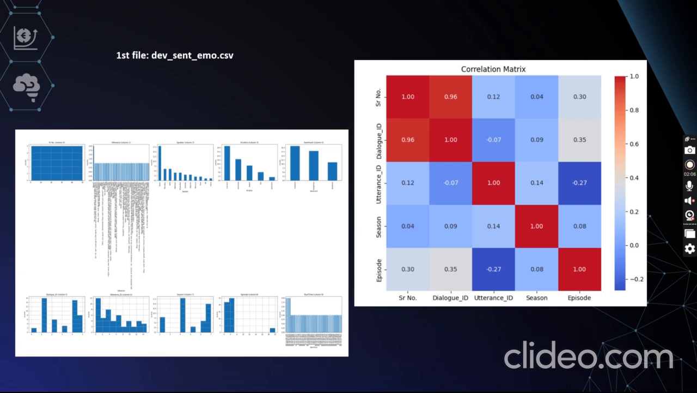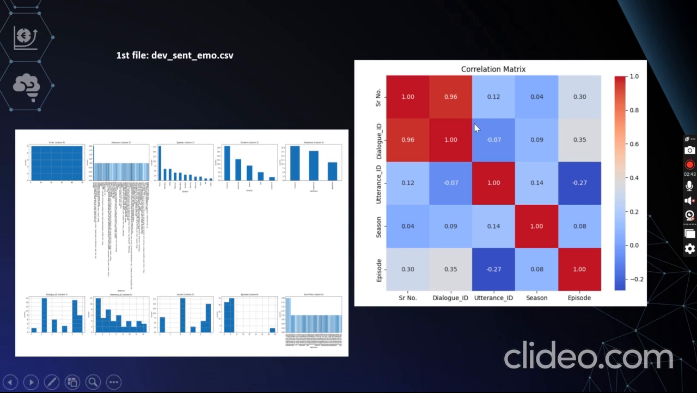Class weighting, sampling, or loss adjustment can be used. Utterances are diverse and speaker distribution is skewed. Some characters are dominant. The time-based and meta columns like episode and start time can be dropped unless used for advanced modeling. It is useful for understanding the context depth available in dialogue threads like dialogue ID and utterance ID. So in this distribution plot, we can analyze this much.